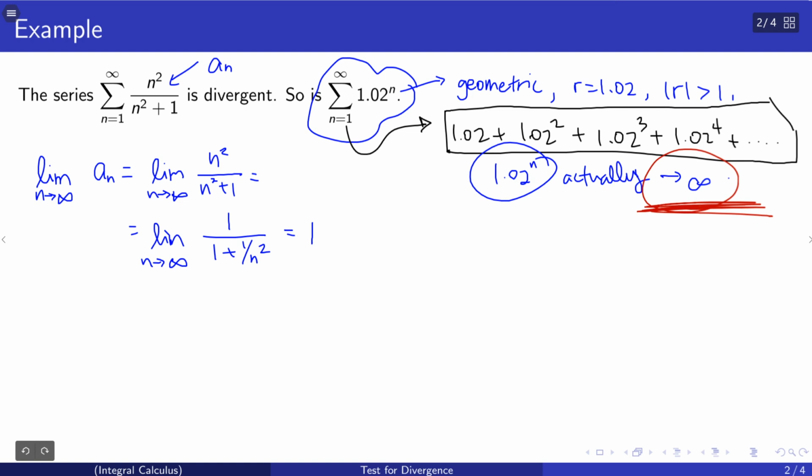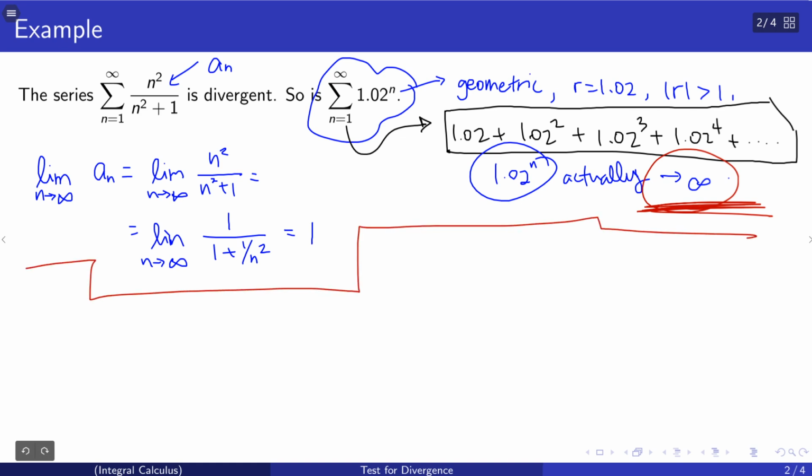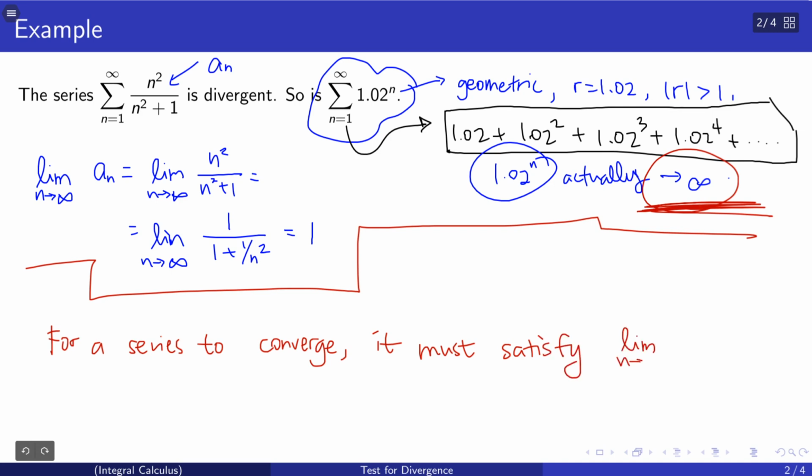And in fact, what these really tell us is kind of an opposite statement. It actually says, for a series to converge, it must, first of all, satisfy that the limit of the individual terms that you're adding, a sub n, is equal to exactly 0.